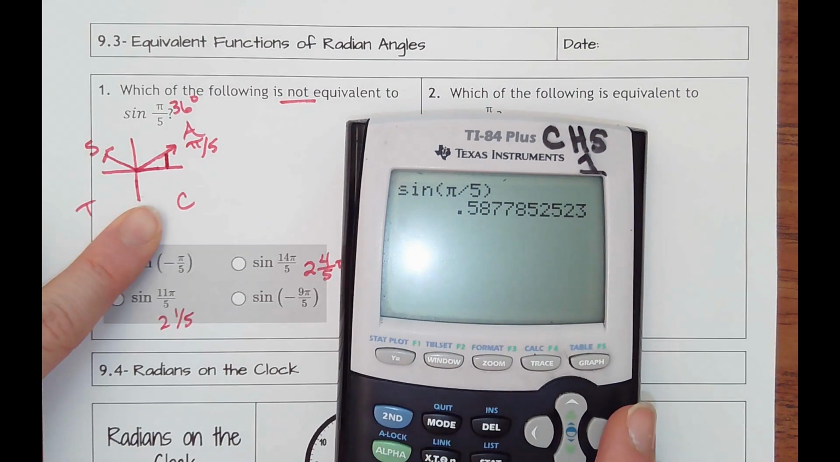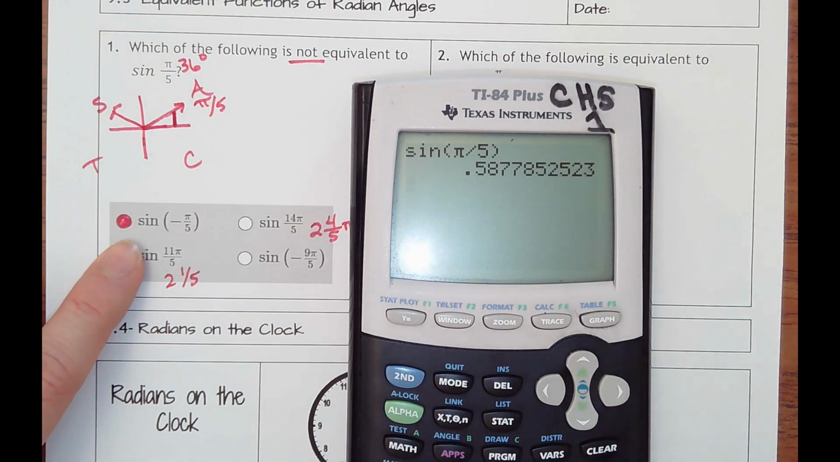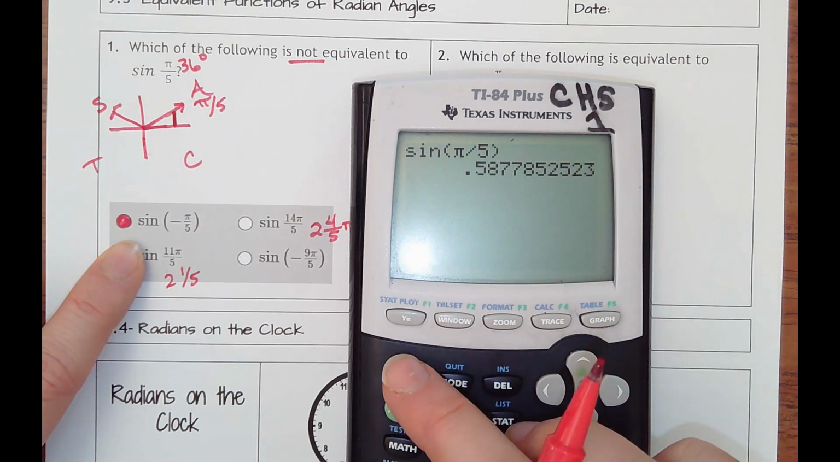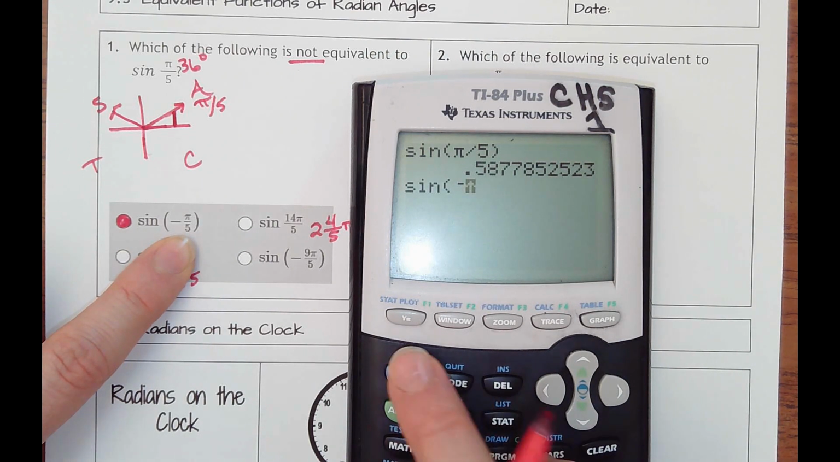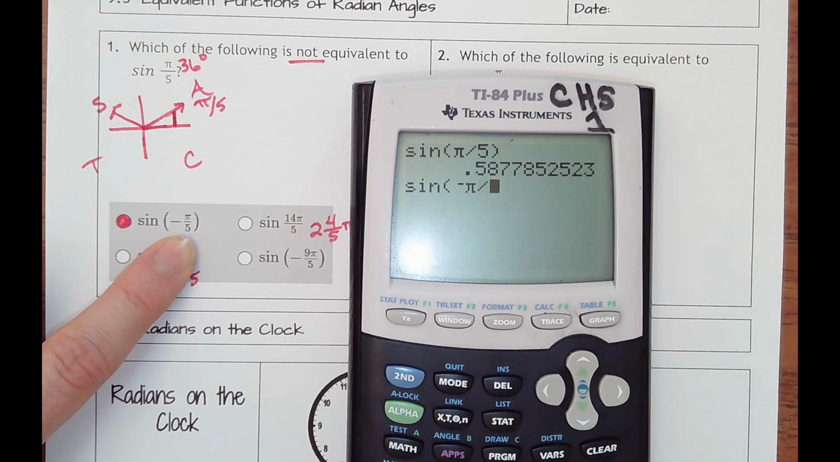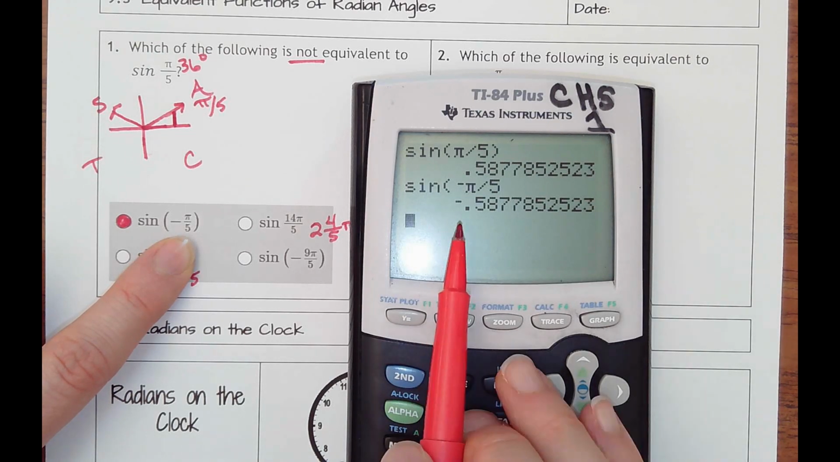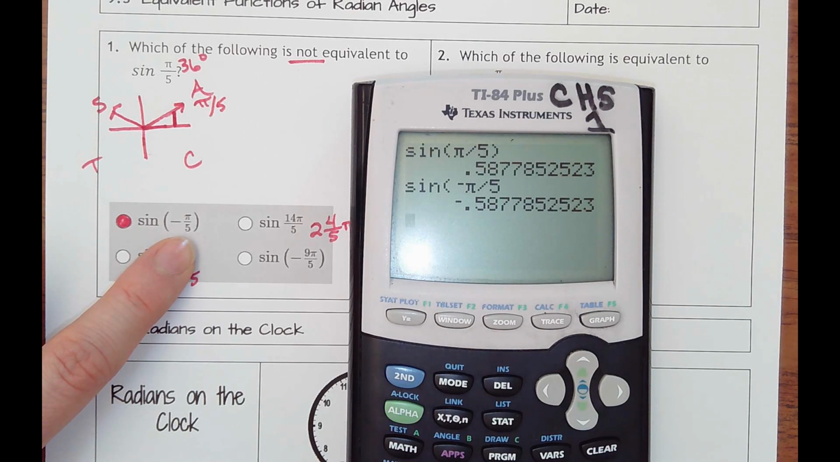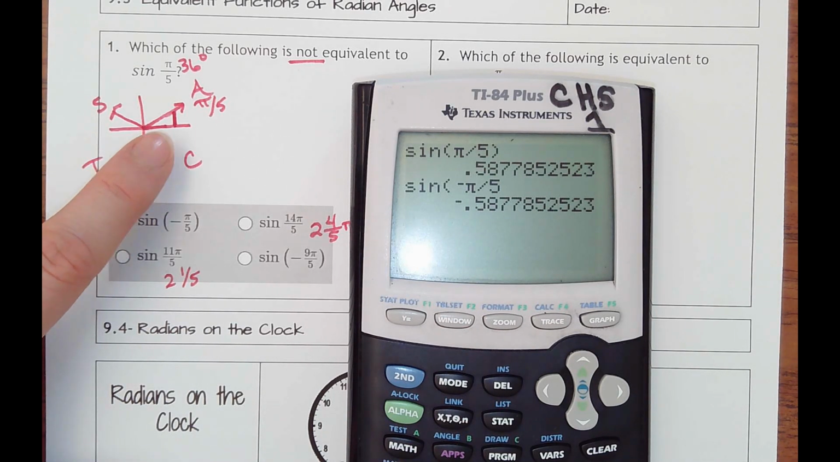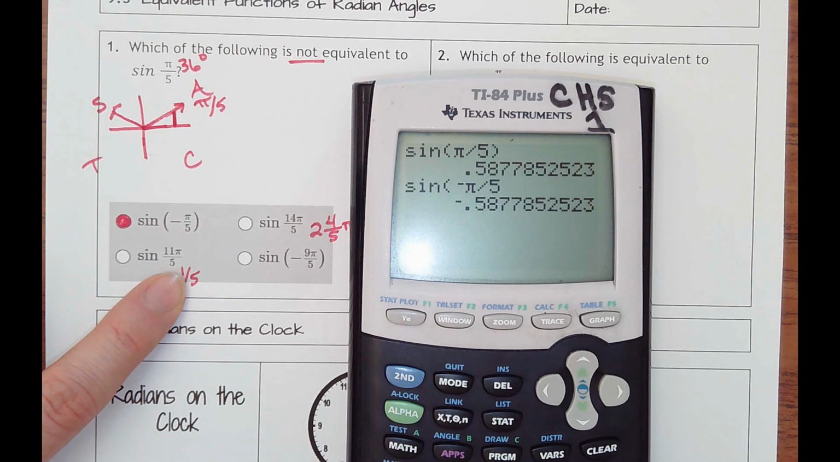Okay, it's positive. So then all I have to do is go through and try these other ones. I'm going to try, not inverse sine, sine of negative pi over 5. See how that gets a negative value? Those aren't the same. They're the same length, but it's in a different quadrant. We said it was down here. Okay, let's just check the other ones real quick.